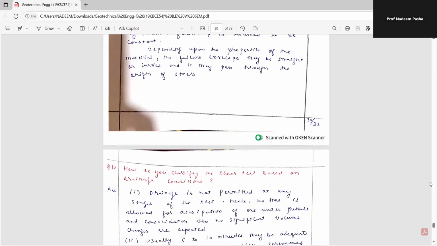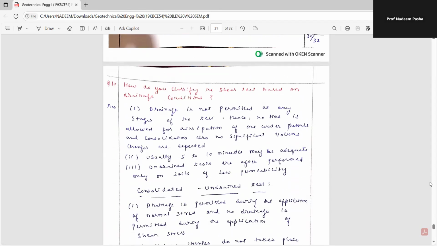Next question. How do you classify the shear test based on drainage condition? In the undrained test, drainage is not permitted at any stage of the test, hence no time is allowed for dissipation of pore water pressure and consolidation. Also no significant volume change is expected. Usually 5 to 10 minutes may be adequate. Undrained tests are often performed only on soils of low permeability.